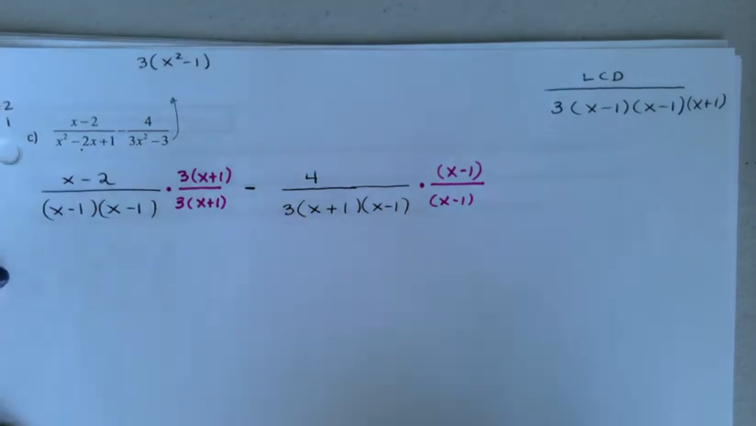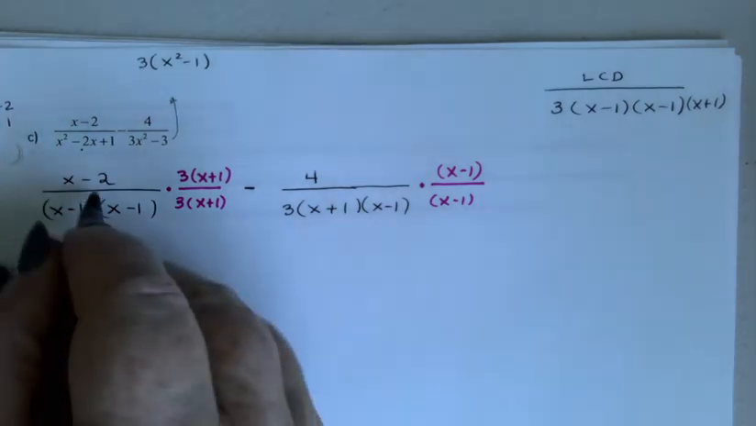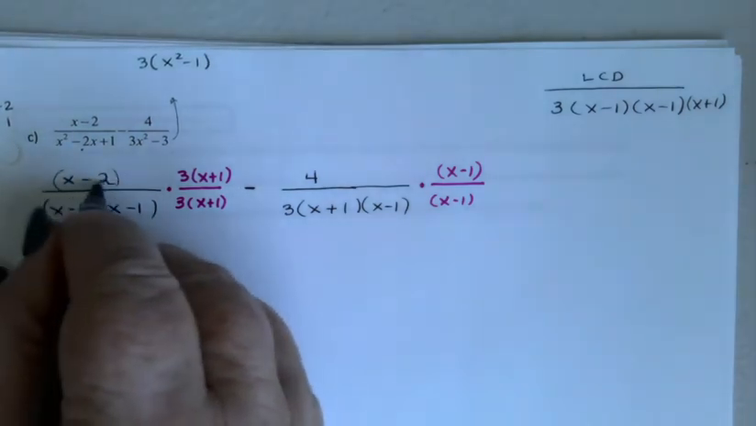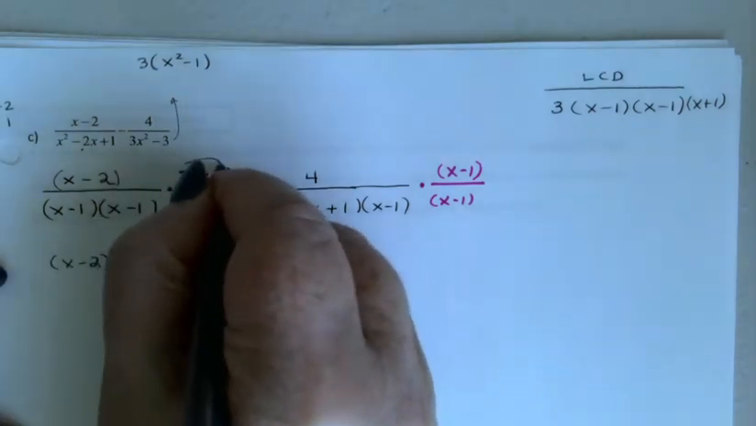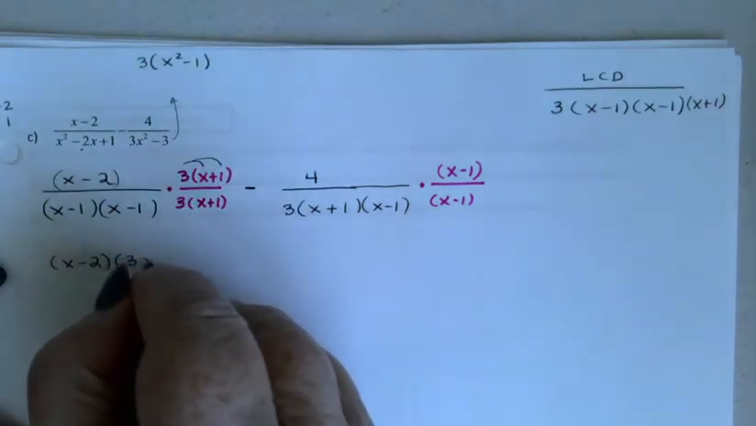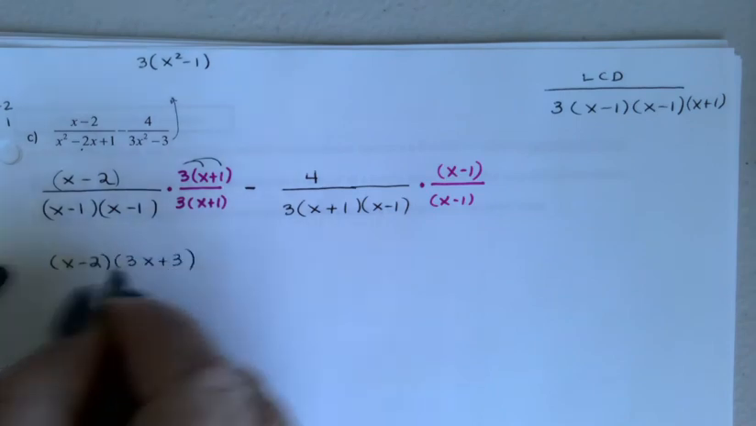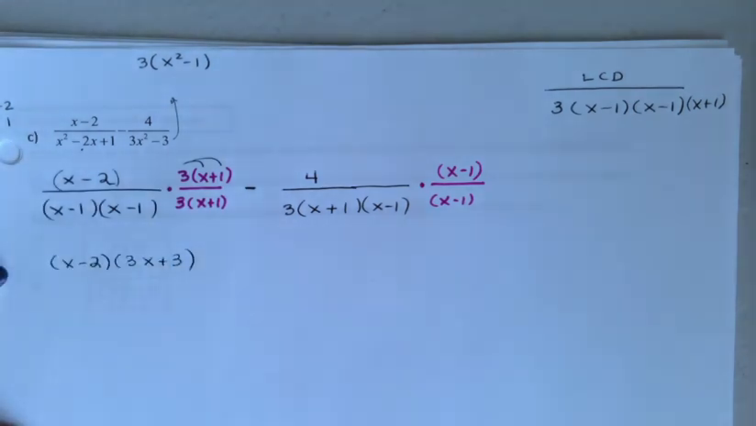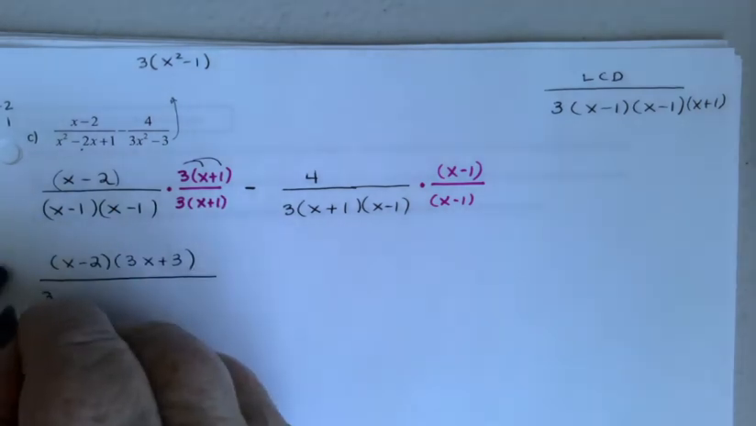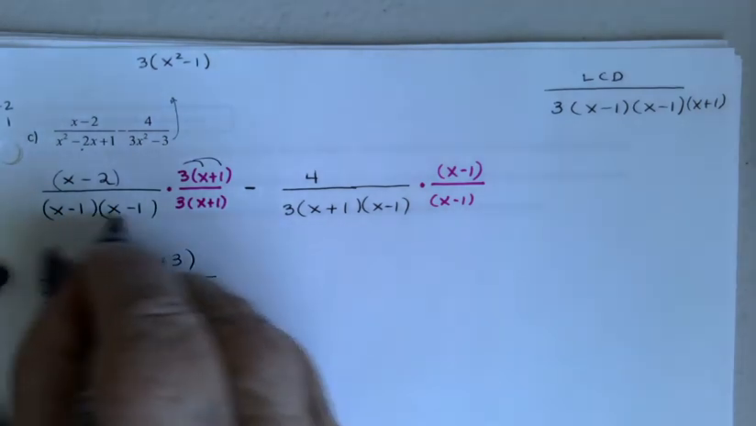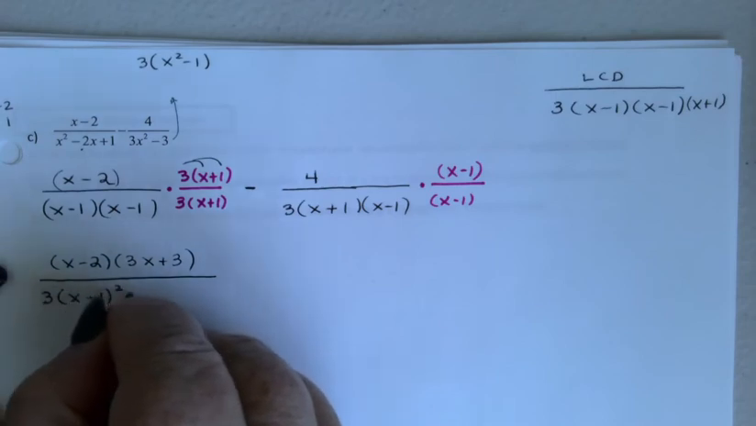All right, so what have I got here? This one might take just a little bit more algebra to actually get simplified, so let me at least get started. I'm going to write this first one as x minus 2 times 3x plus 3. And I'll actually do that multiplication in my next step. And I'm going to go ahead and make that x minus 1 squared now.